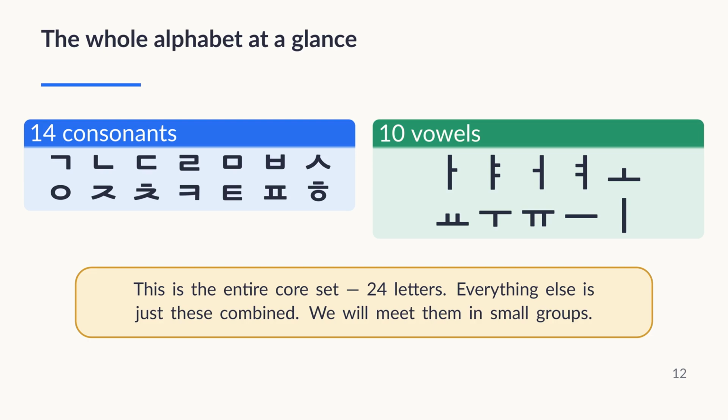I am showing you all of them now, not so you can memorize them this instant, but so that the mountain looks like the small hill it actually is. Everything else in Korean writing, the tense consonants, the aspirated consonants, the compound vowels, is just these basic pieces combined or slightly modified. We are going to meet them in small, friendly groups, usually 4 or 5 at a time, with pronunciation guides, memory tricks, and example syllables for each group.